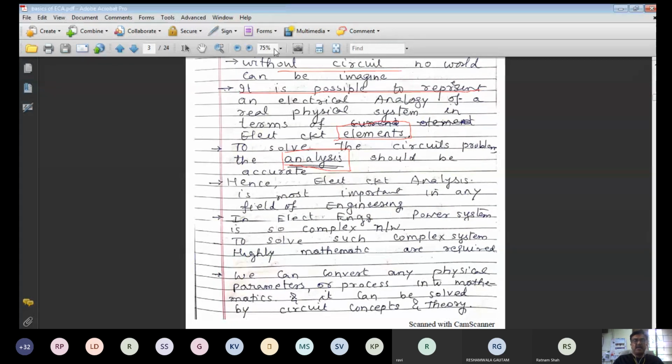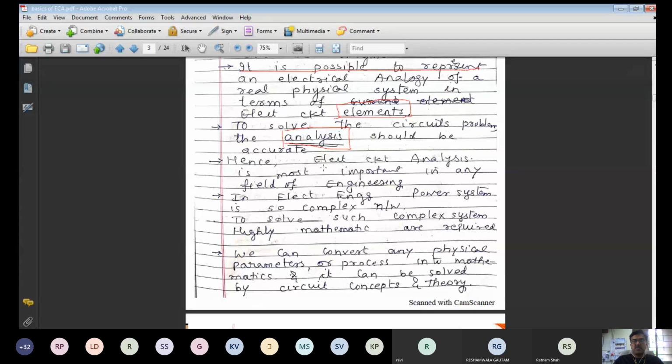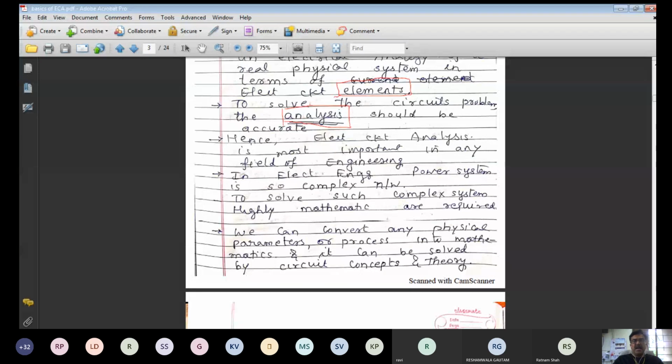Now the second point, that electrical circuit analysis is most important in any field of engineering, and that is why our electrical circuit analysis subject is important. In electrical engineering we have the power system, from generation to transmission to distribution. Generation is done at the generating station, transmission is done through the cables, and distribution is to our domestic consumers. Those are the three different parts of the power system.